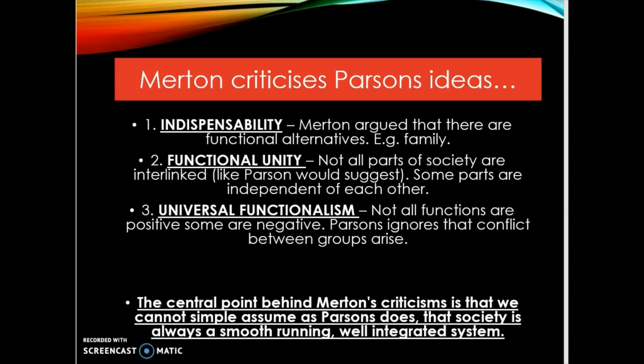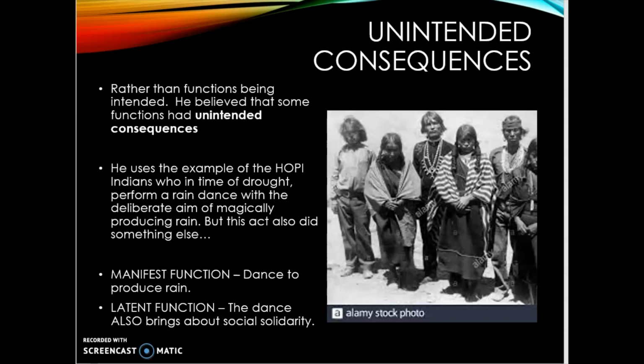And then the final part that Merton talks about is this thing called unintended consequences. So rather than the functions being intended, like what Parsons talks about, for example, the function of the family is to socialise, he believed that some functions had unintended consequences, and he uses the example of the Hopi Indians. So just to give you a bit of an example, in a time of drought, the Hopi Indians, where there was not a lot of water, they performed a rain dance.